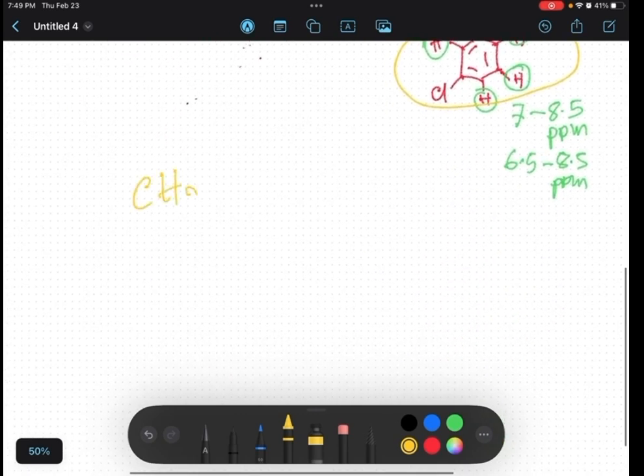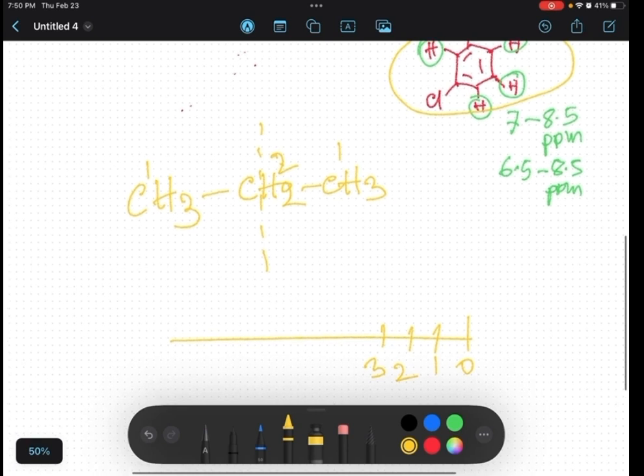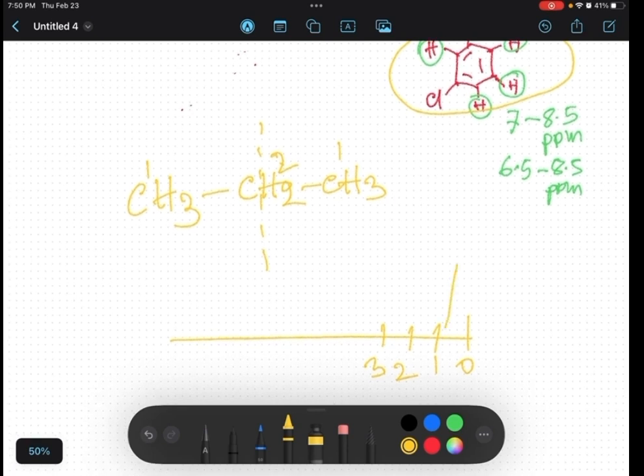Suppose you have CH3, CH2 and CH3. Without considering the splitting pattern, if we ask how many types of proton we have in this molecule, we have actually two different types, 1, 2, and the two methyls count as one because it's a mirror image. So in the proton NMR you will see peaks like this. A methyl peak will be very shielded, around 0 to 1, and the CH2 peak is another peak. Those will be close together.